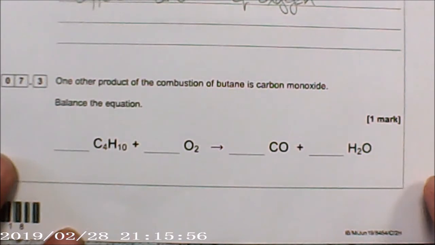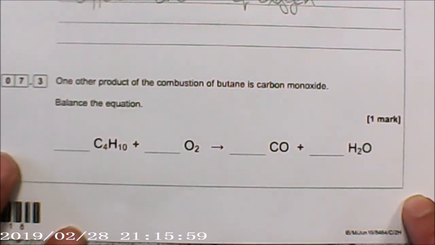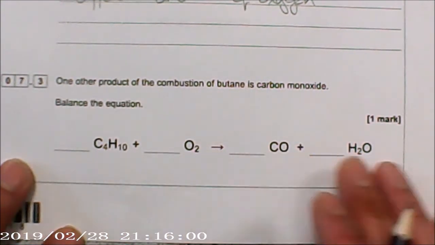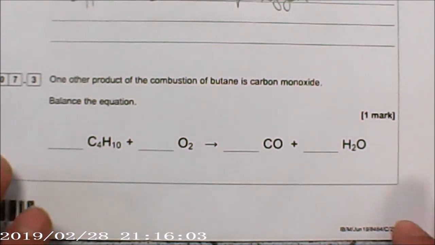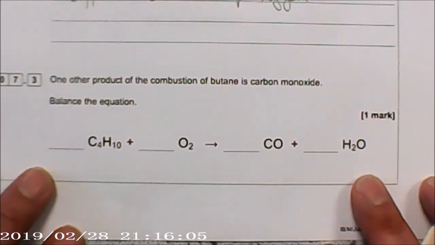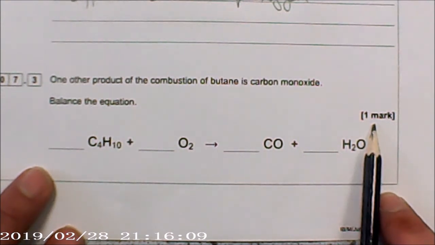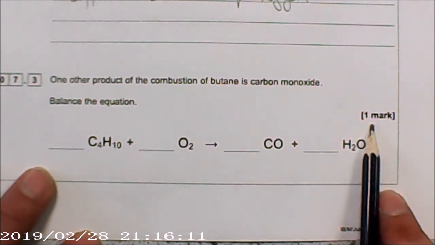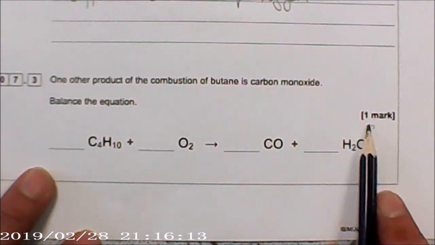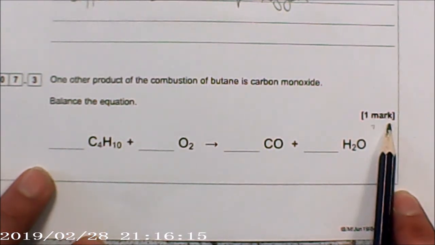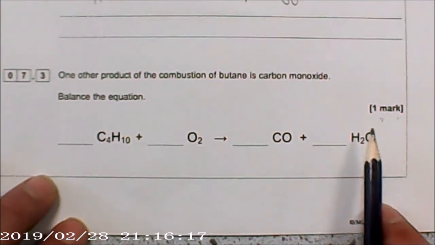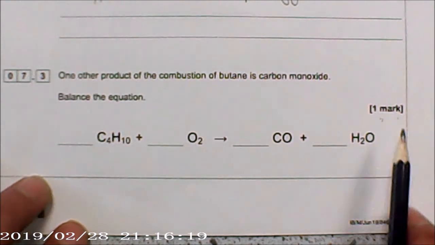Right, 7.3. One other product of the combustion of butane is carbon monoxide. Balance the equation. Now, before we get going on this, before I give you the answers, this is worth 1 mark. So if this is taking you longer than 1 minute, leave it and come back to it. Or if you think it's going to take longer than a minute, come back to it. This is quite a tricky one to balance.